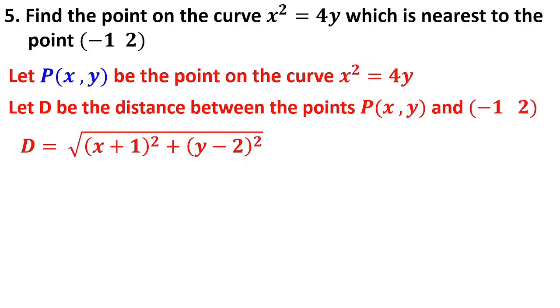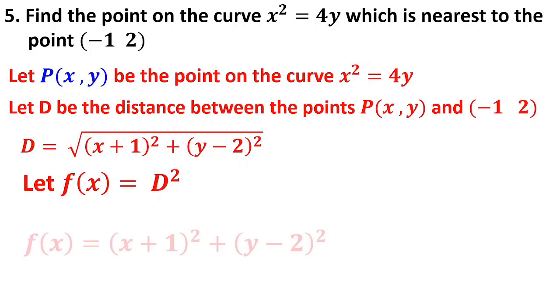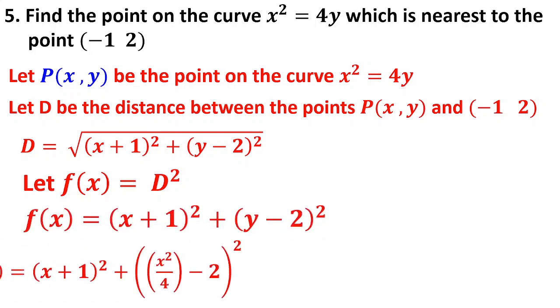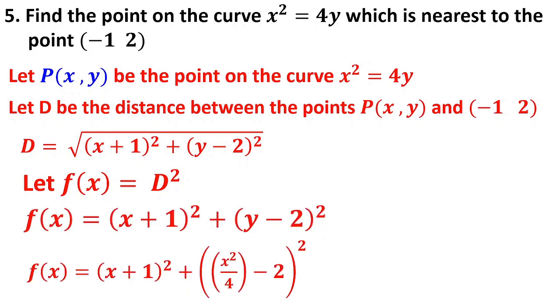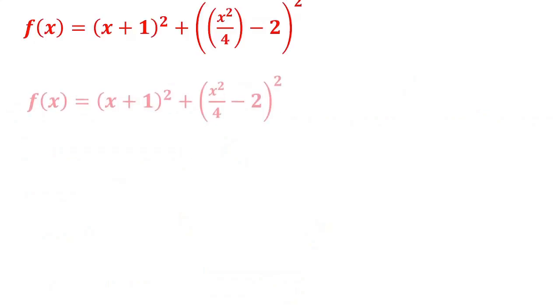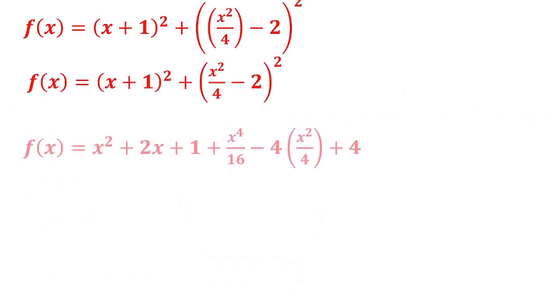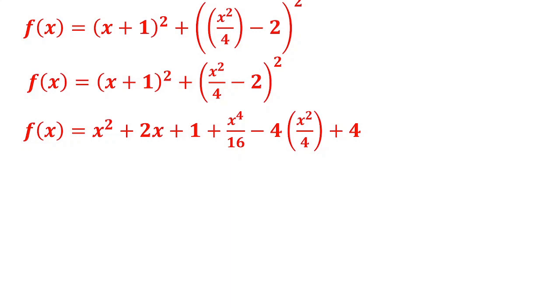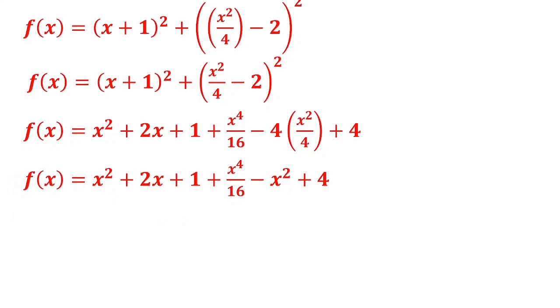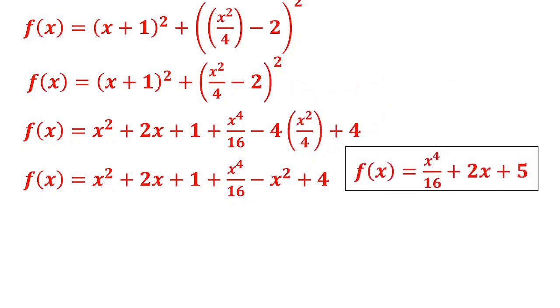But to make the differentiation simple, let me take f of x as D square, so that the square root will go. This is f of x. I have to find f dash of x now. Before we go for that, f of x has to be expressed in terms of x only. y is nothing but x square by 4. Therefore, I am expanding it now. x plus 1 whole square I have expanded, x square by 4 minus 2 also expanded. I am collecting all the terms. Therefore, f of x is x power 4 by 16 plus 2x plus 5.